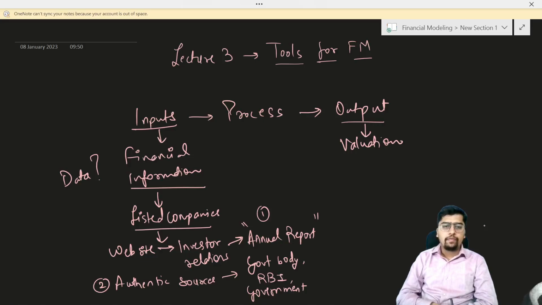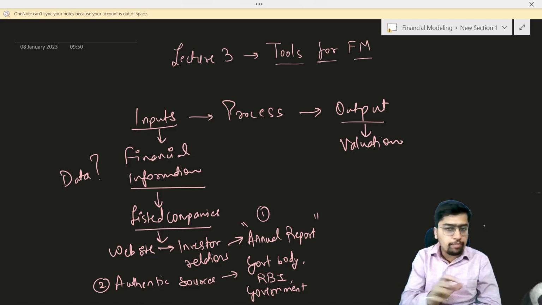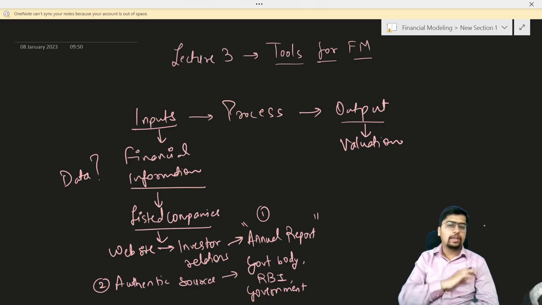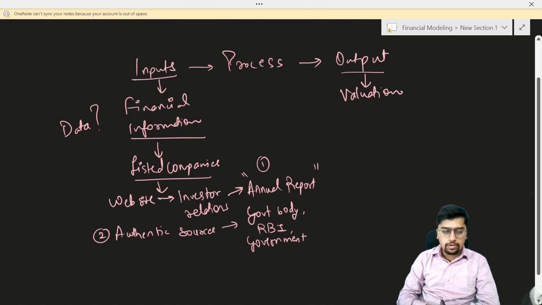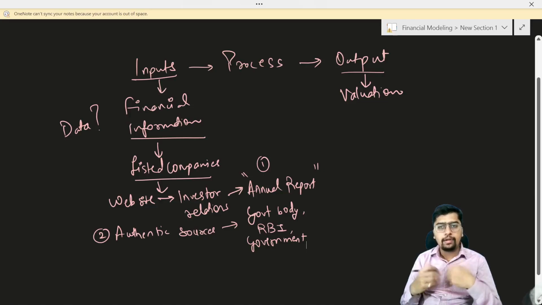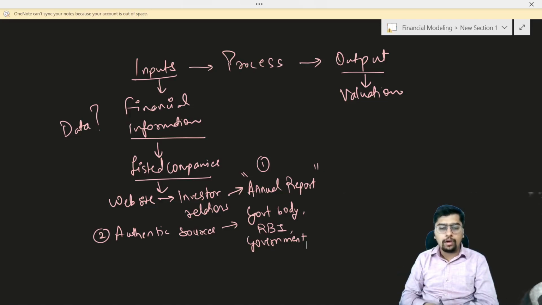Because if you are referring to any data from any private person, the authenticity of that data cannot be evaluated, and we cannot process our data if it is not authentic. So you should be using only authentic sources, that is any kind of data coming from government or from RBI or from SEBI or from any other government body that can be used for your processing.